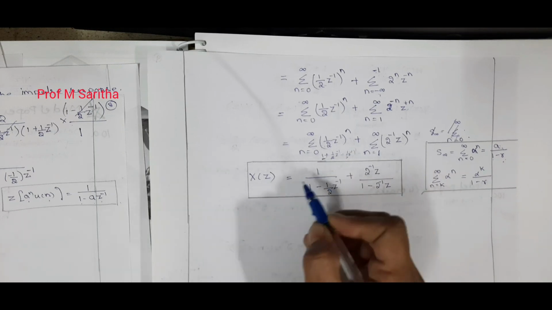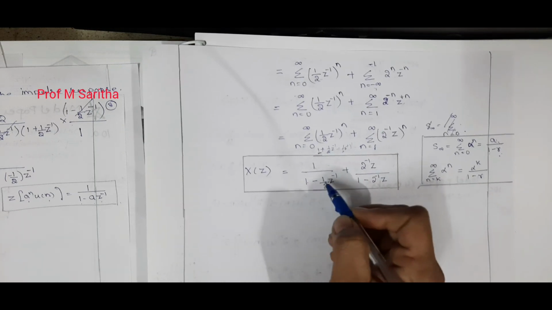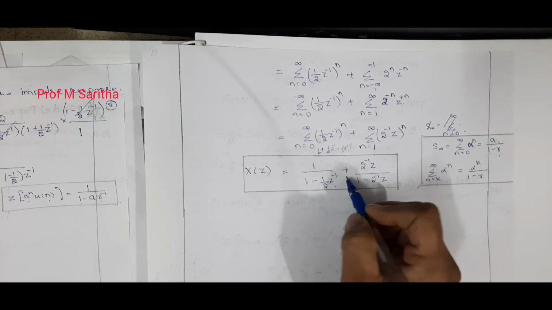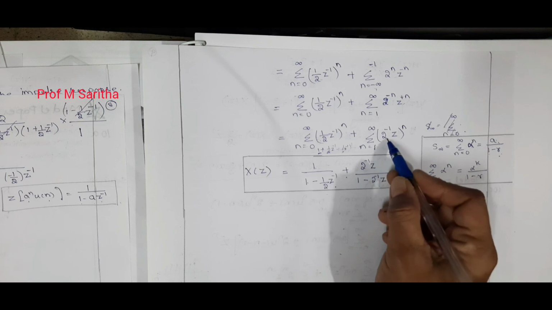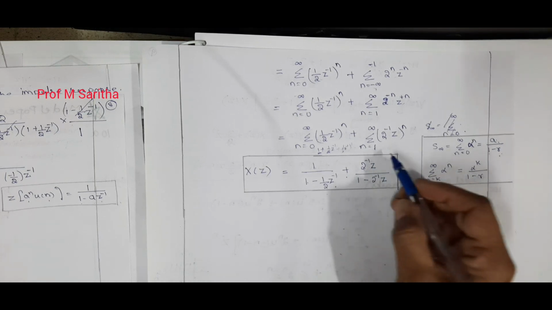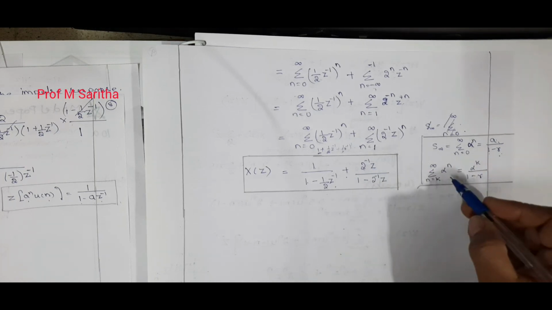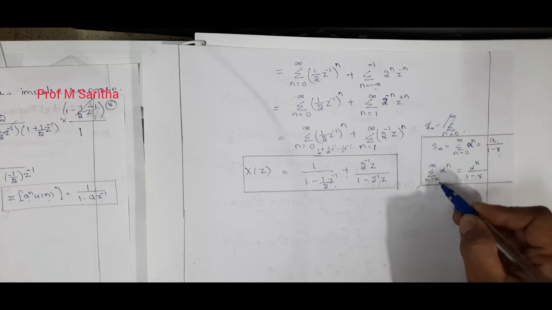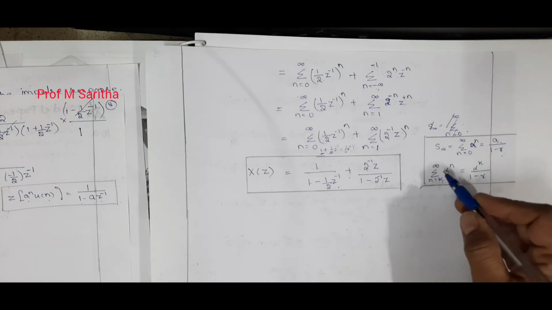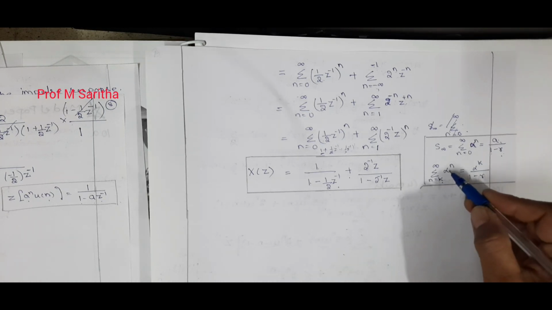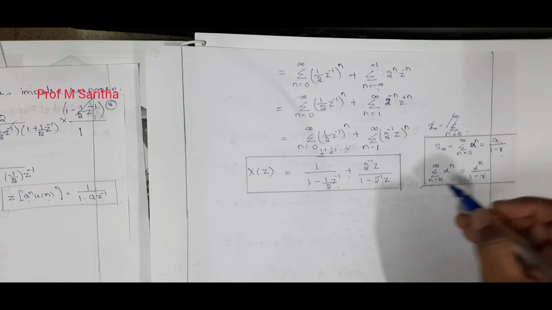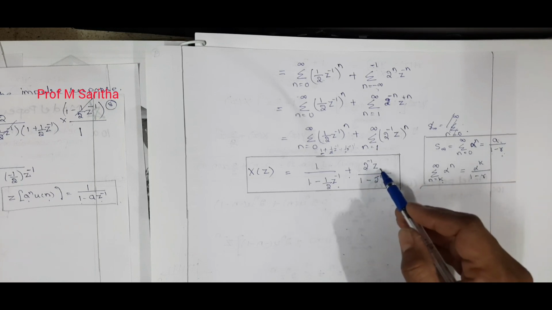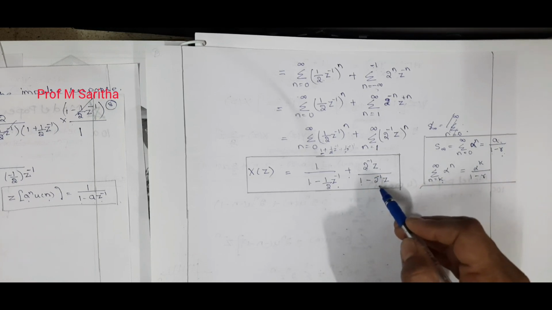So the first term is 1 divided by 1 minus 1/2 z inverse, plus the second term with 2 inverse, whatever 2 inverse is there. So this is starting at 1. Therefore the formula is sum from n equal to k to infinity of alpha raised to n is equal to alpha raised to k by 1 minus r. Therefore 2 raised to minus 1 z divided by 1 minus 2 raised to z.